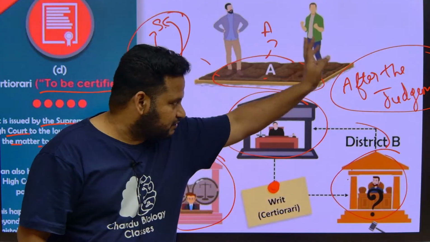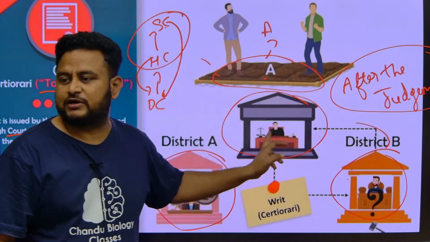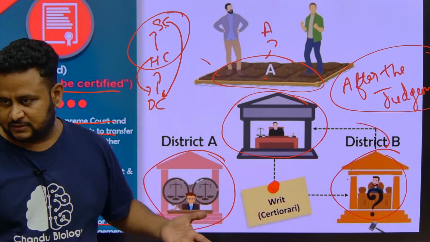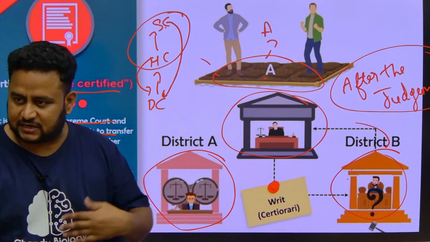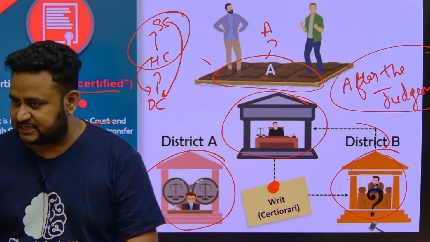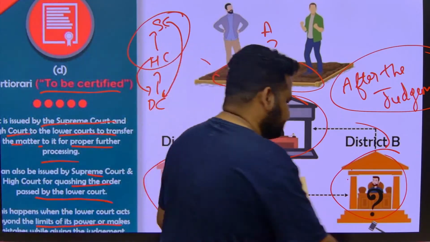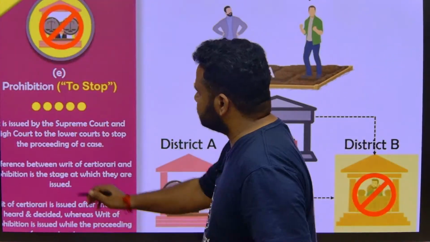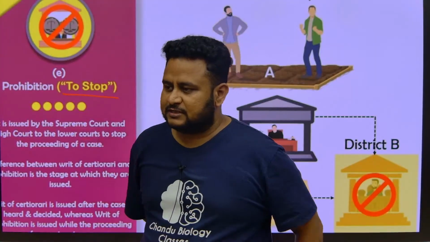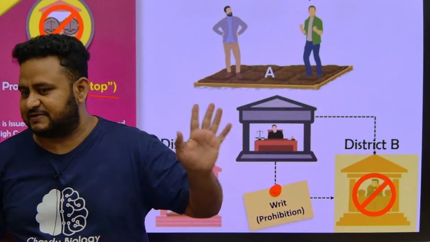After the judgment only, the Supreme Court will issue this certiorari. After the judgment, only if it comes to know, then it is called certiorari. I will explain prohibition here itself, otherwise you will get confused. See here, prohibition, let us go through the wordings that are given. Prohibition means to stop. There it is not stopping, because the judgment is already given.